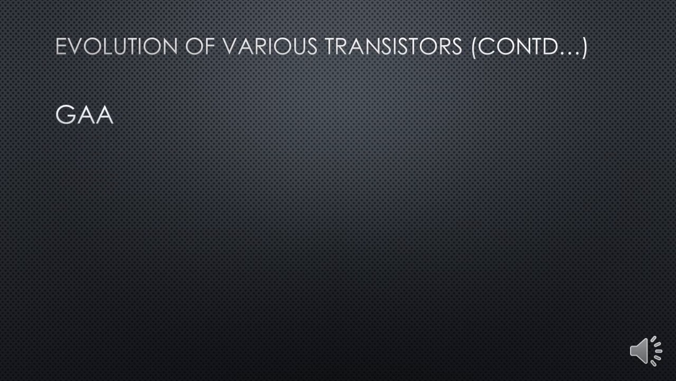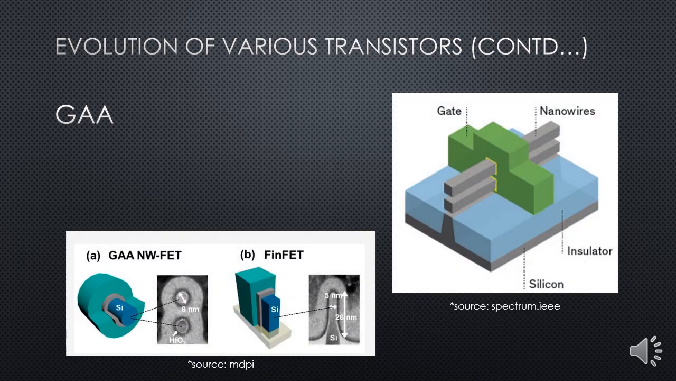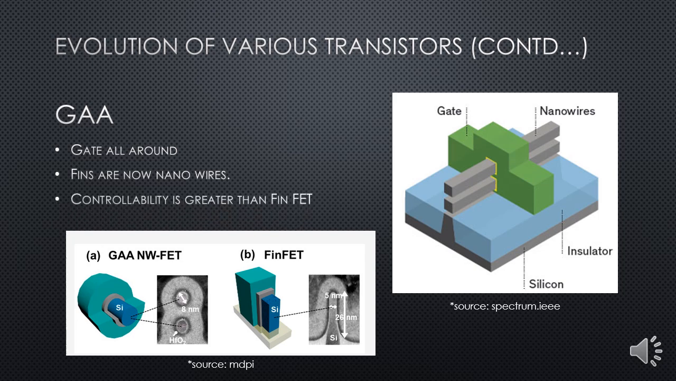The next kind of transistor is GAA, which is nothing but gate all around. With the FinFET we have control from three dimensions, but in the GAA, gate all around, we have the gate in all directions: left, right, top, and bottom. We have the gate, and now the fins have become nanowires. Controllability is even greater than the FinFET. You can see the formation of the channel is even greater than the FinFET.